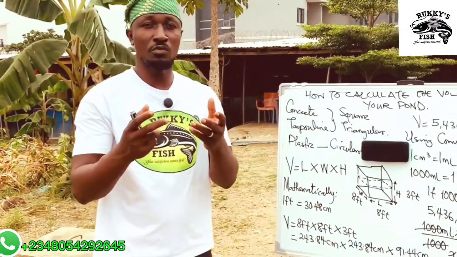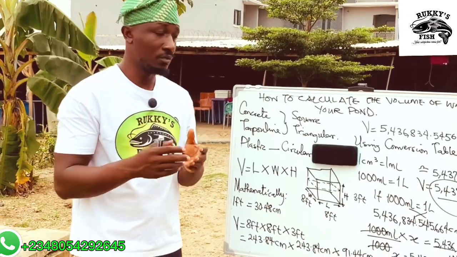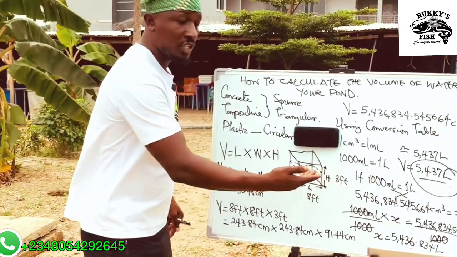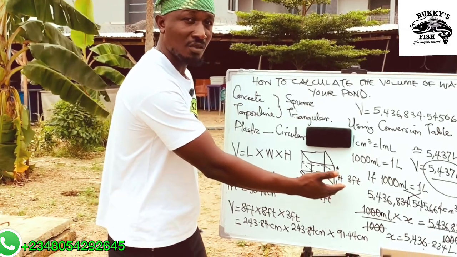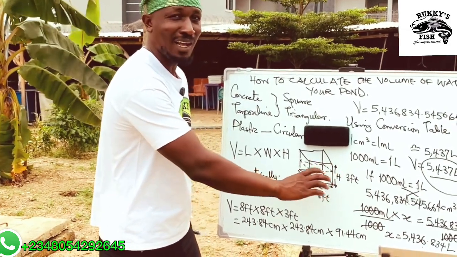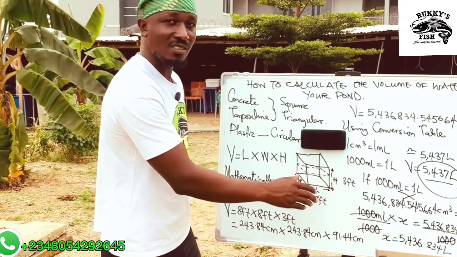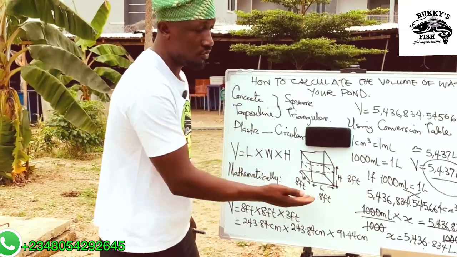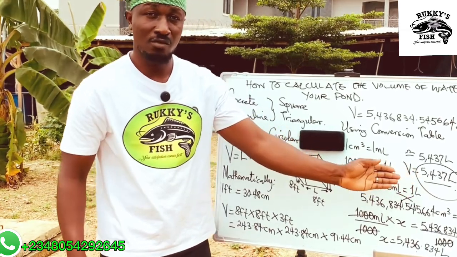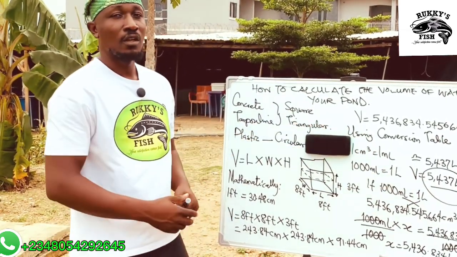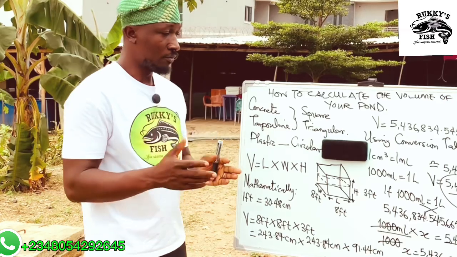Now let me just chip in something very important as well. If you're managing your water, you might use 2.5 feet, okay? At the lowest, the least feet is 2.5 feet to do your calculation, so that you might arrive at maybe 4,000 liters or thereabouts. Okay, I hope this video makes a lot of sense.